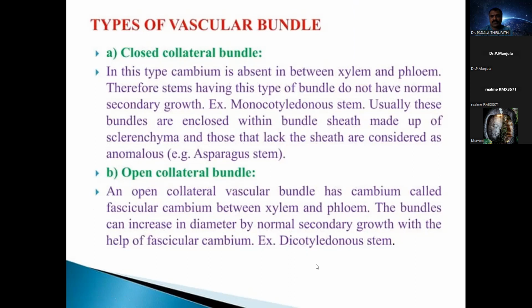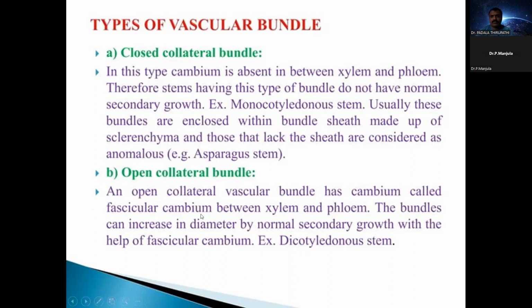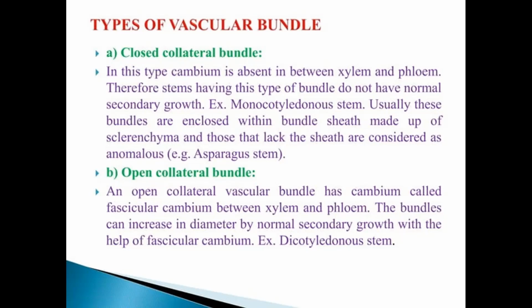During secondary growth, the interfascicular and intrafascicular cambium unite, join, and produce xylem towards the inside and phloem towards the outside, due to which the diameter of the tissues increases. An example for open collateral bundles is the dicotyledonous stem.